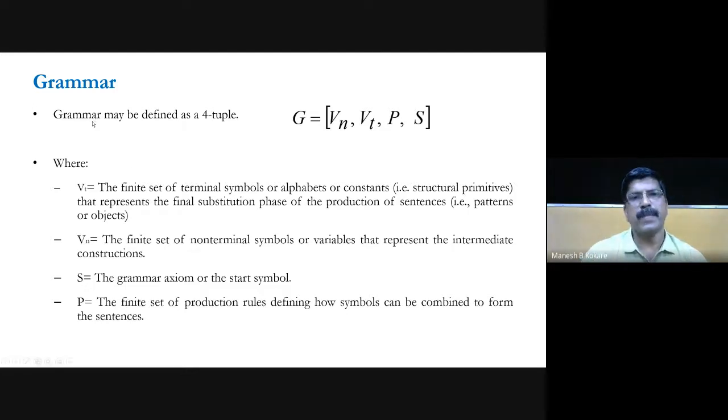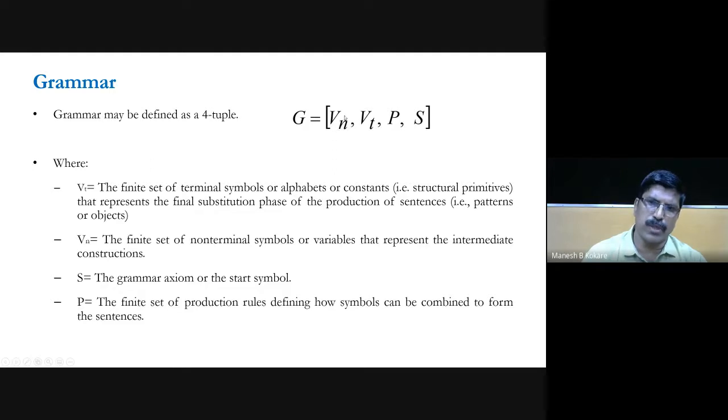Okay, so grammar may be defined as a four tuple. Which are the four tuple? Grammar consists of VN, VT, P, and S. So it is a four tuple. Grammar is defined as a four tuple.